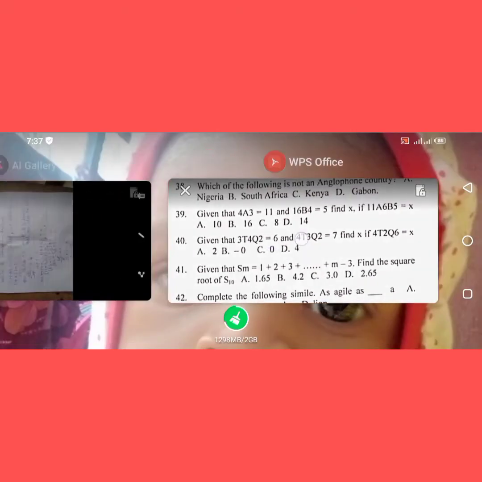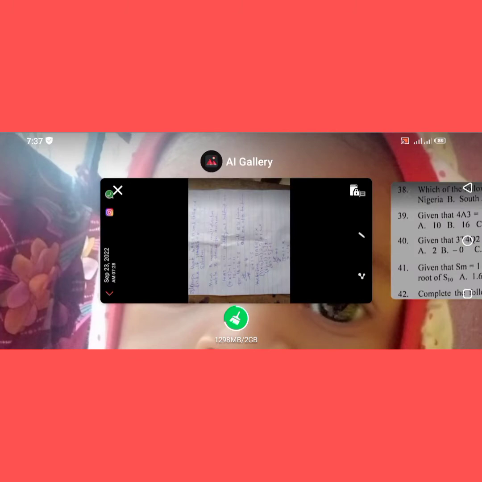Hello everyone, we're going to look at the quantitative form of DELSU questions. Number 39 says, given that 4A3 is equals to 11 and 16B4 is equals to 5, find X if 11A6B5 is equals to X. Okay, let's look at how we're going to find the X.